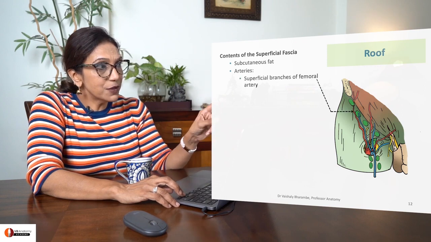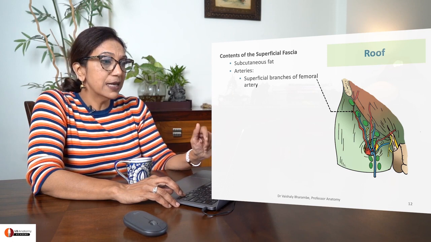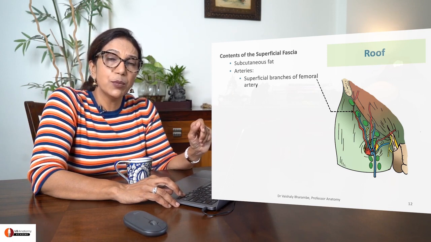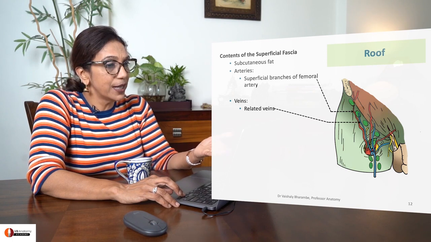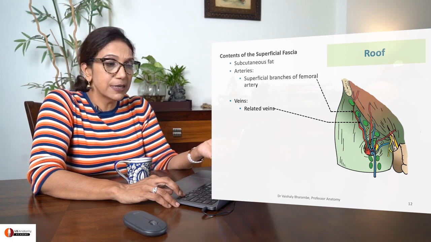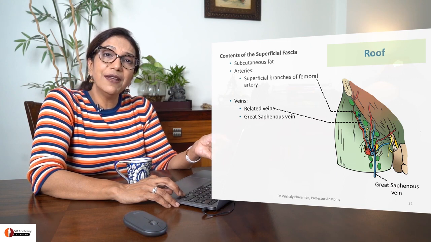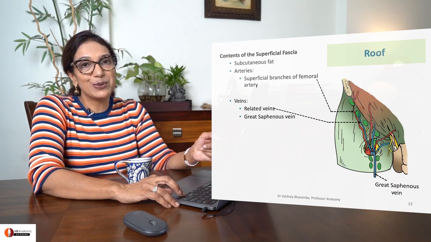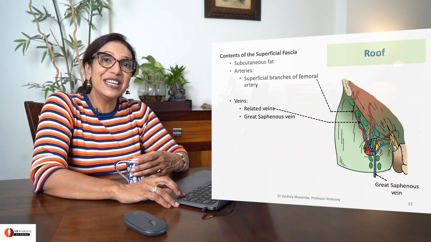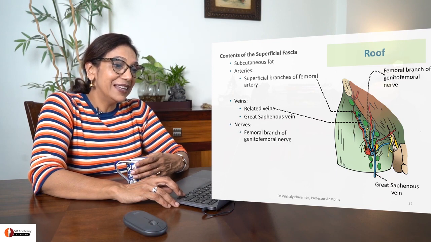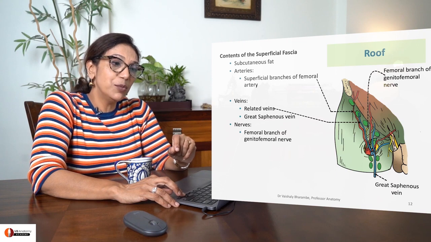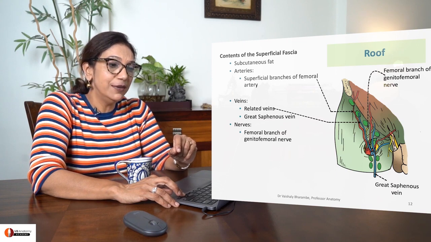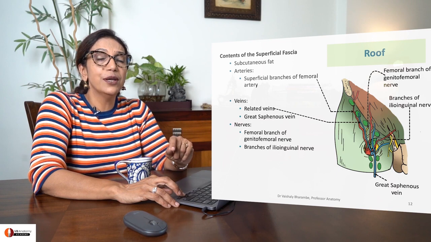Arteries. Can you see a lot of small arteries here? These are superficial branches of femoral artery. If there is an artery, there has to be a vein. So there are parallel related veins. There is also one very important vein. Which one, students? Yes, it's the great saphenous vein. There are some nerves also specifically in the roof. One is the femoral branch of genitofemoral nerve and the other is the ilioinguinal nerve.